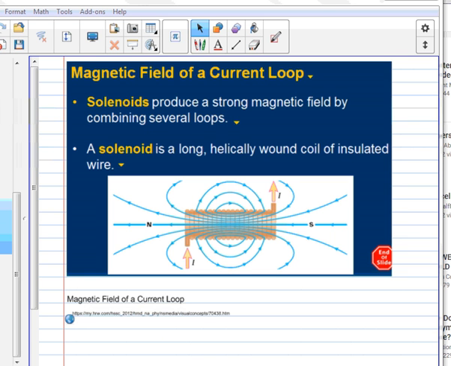We first saw just one piece of wire coming across, and we put our thumb along it and wrapped our fingers around, and that was the direction of our magnetic field. We call it a solenoid when we have coiled wire going through here. It can produce a much stronger magnetic field, and the more loops you have, the stronger it will be. We will later see the formula for that.